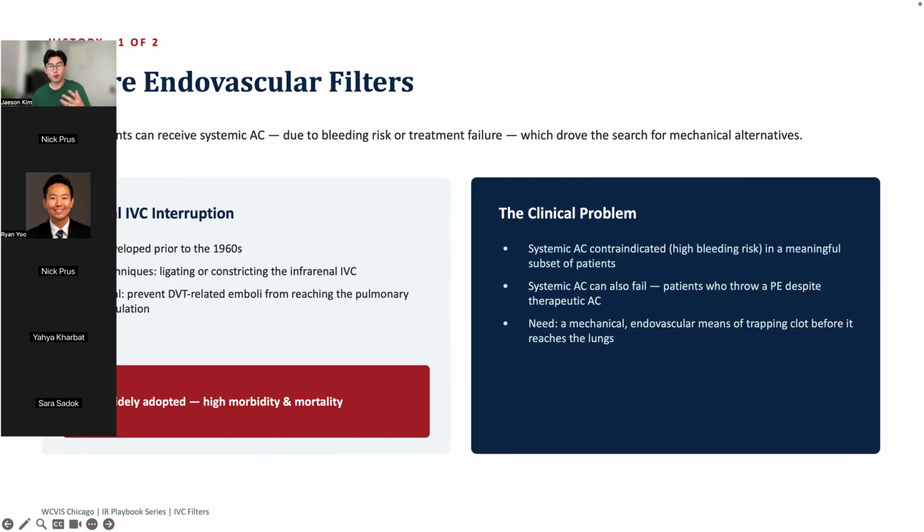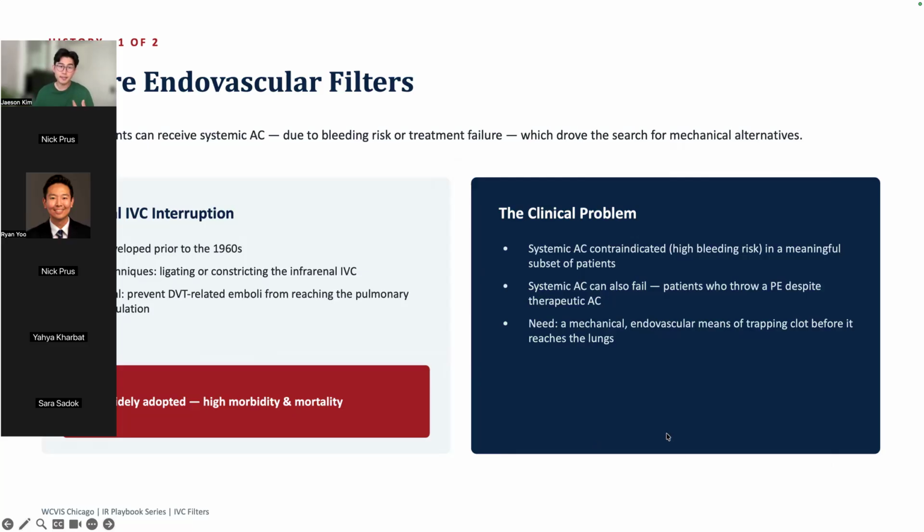Okay, so before we get into the IVC filters that we use today, what did doctors use for these patients before? So the problem was really twofold. Some patients can't get blood thinners because they're at a high risk of bleeding, and some patients take blood thinners and they still throw a clot to the lungs, and so people needed another option.